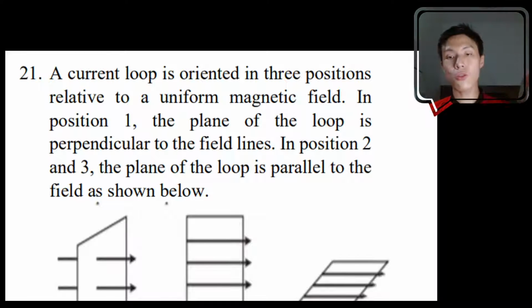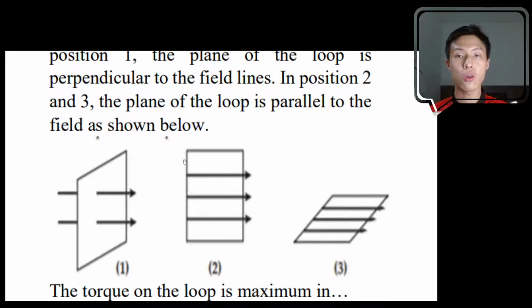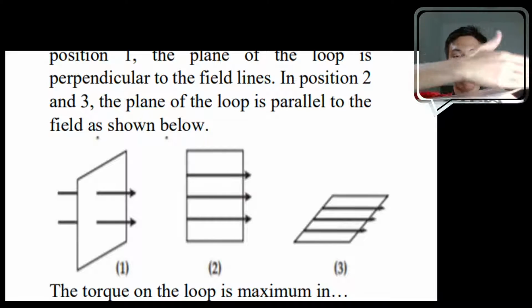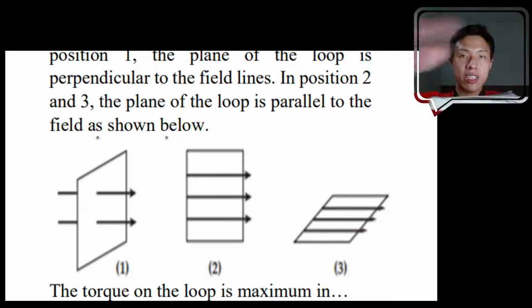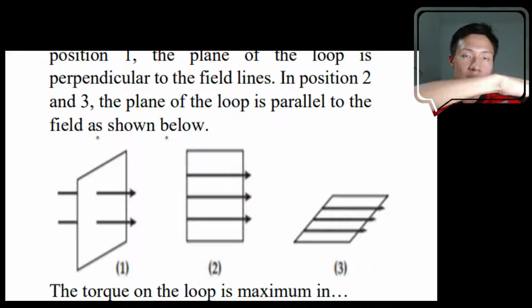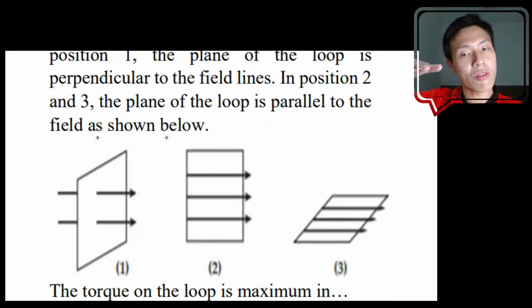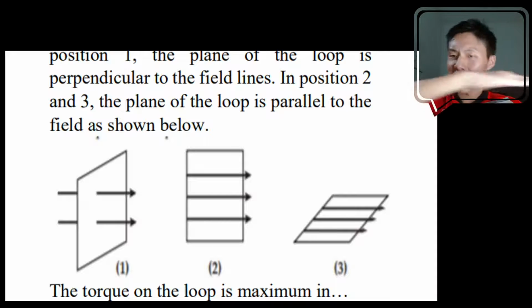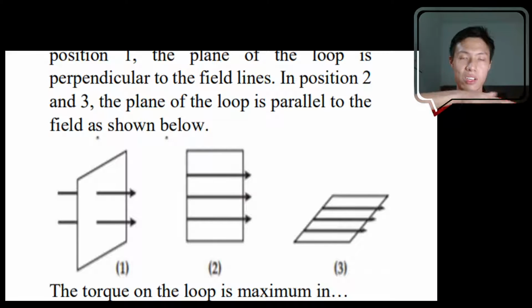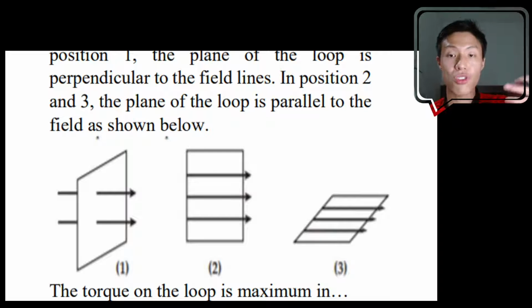Okay, in position 2 and 3, the plane of the loop is parallel to the field as shown below. So this is the plane of the loop. If it's parallel, then that means the direction of the field is parallel, something like this. Your plane is in this direction, so it can be in this direction, it can be in that direction. But in this case, position 2, the magnetic field is crossing like this. In position 3, it's crossing like this. Okay, no matter what, if it's parallel to the plane, then the magnetic field is also along this plane. Okay, so position 2 and position 3 are quite similar.